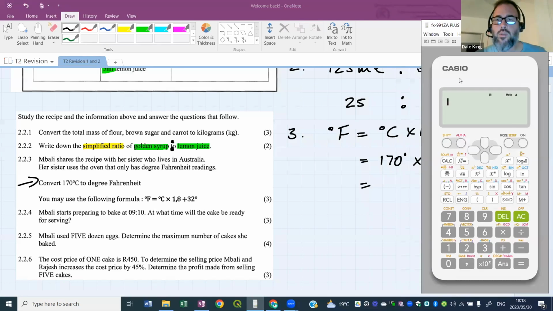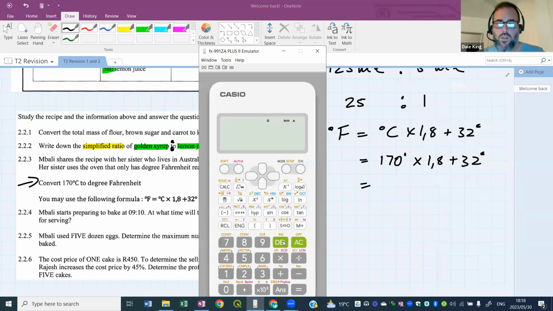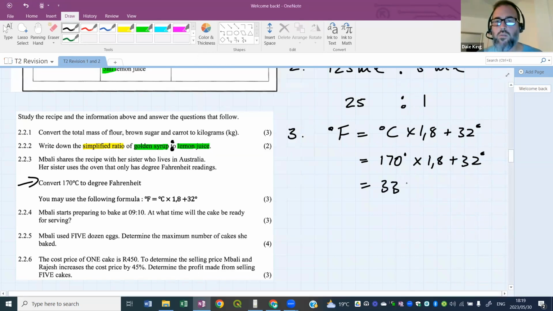You guys getting the same thing? I'll move the calculator over a bit. So 170 times 1,8. Have your answers ready? Have your answers ready? 338 degrees Fahrenheit. Make sure you write your units.